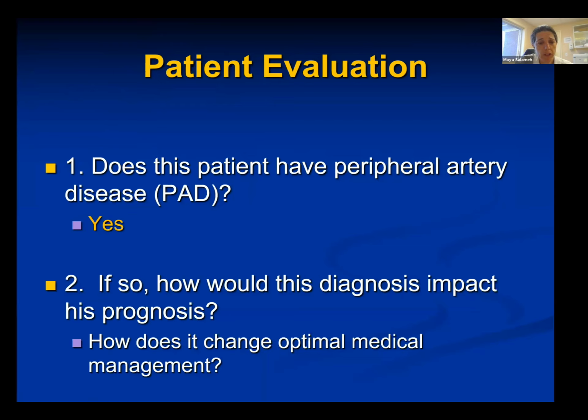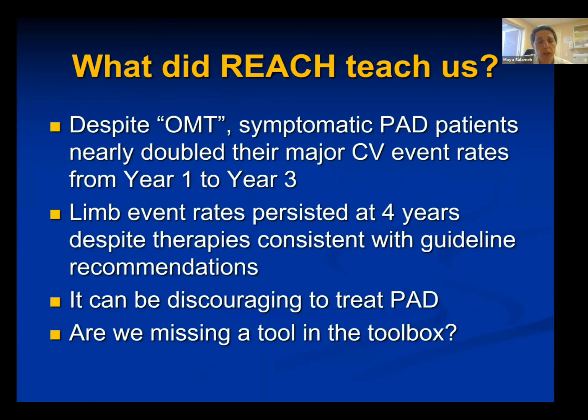So now we move on to the next question: how does this diagnosis impact his medical management? As I showed you before with the REACH registry, we've learned that despite what we consider to be optimal medical therapy, symptomatic PAD patients actually doubled their cardiovascular event rates from year 1 to year 3. And they also had persistently elevated limb event rates, despite being treated with what we consider guideline-driven therapies.